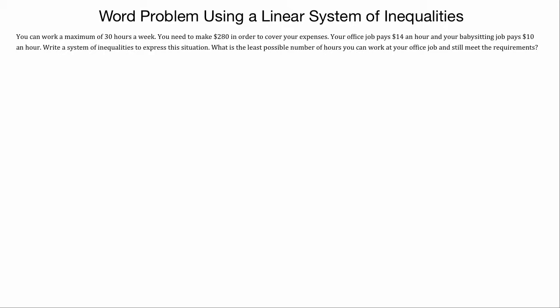With any word problem, I like to start off by figuring out what I want my variables to be. Again, I can't use algebra until I have a clear idea of what I'm going to be using my algebra with. So what is changing in this problem? Let's find that question that we have to answer. We're asked to find the least possible number of hours that you can work at your office job. So I'm going to make X the number of hours at office job, keeping track of how much I work there.